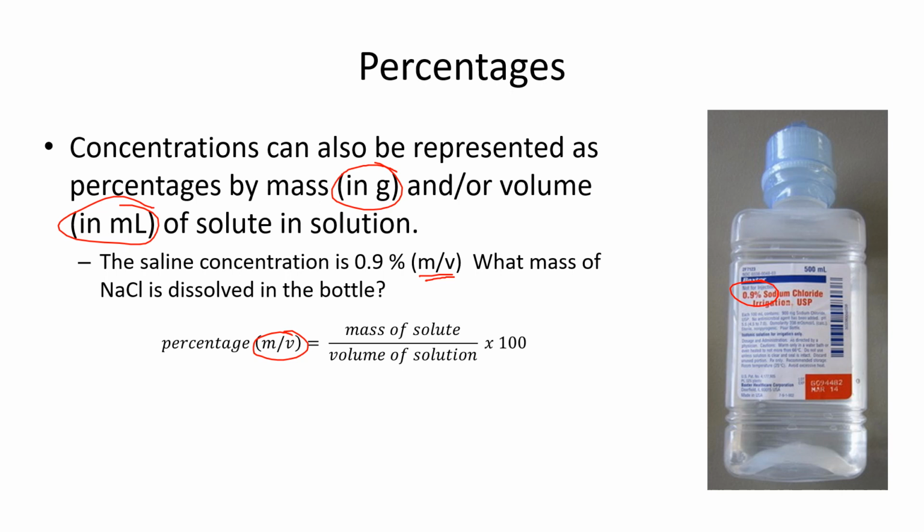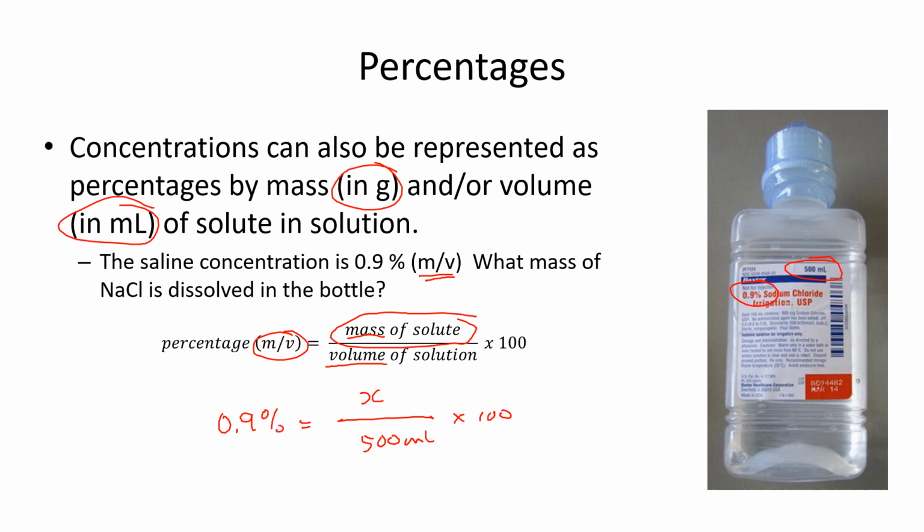So if it's m over v, that means mass on the top and volume on the bottom. And then you can work out any relationship by rearranging that equation. So it says the saline concentration is 0.9% mass over volume. What is the mass of sodium chloride dissolved in the bottle? So the mass of the solution. This is a 500 milliliter bottle. So we don't know the mass of the solution, but we do know it's a 500 milliliter bottle times 100, and we know it's 0.9%.